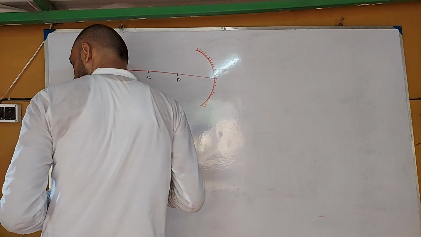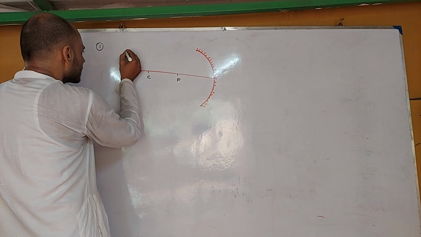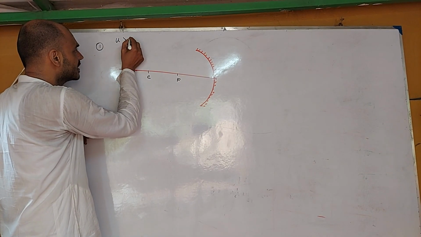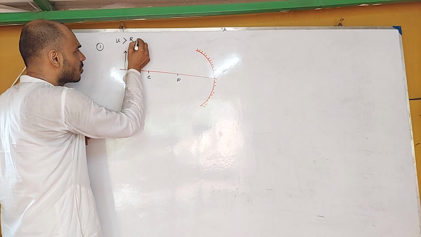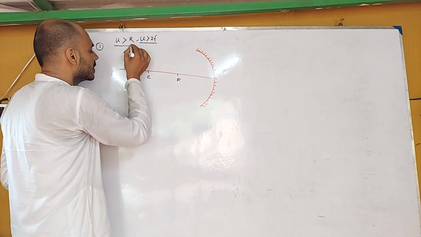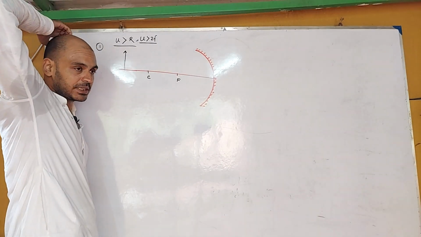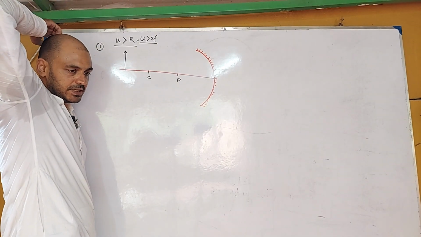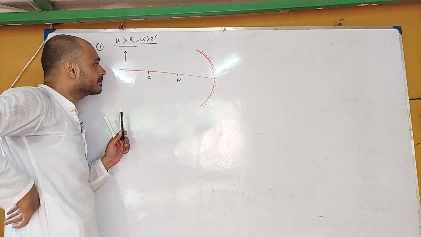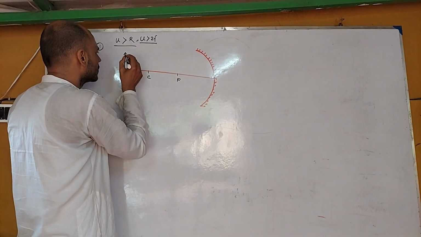We have done this also. Now if the object is placed, that is u is greater than r or u is greater than twice f, that is if the object is placed beyond the center of curvature, in between infinite and the center of curvature. Is it clear? In between infinite and the center of curvature.